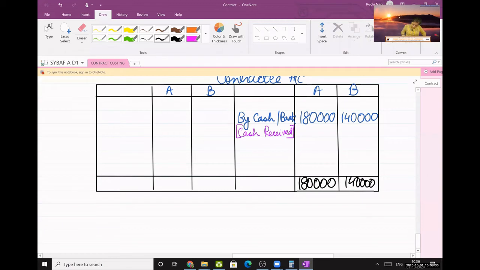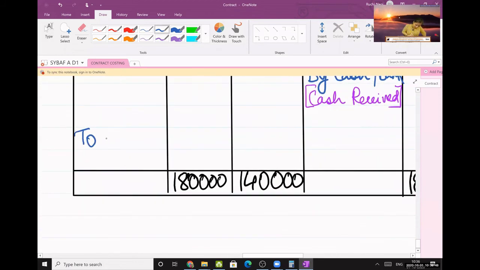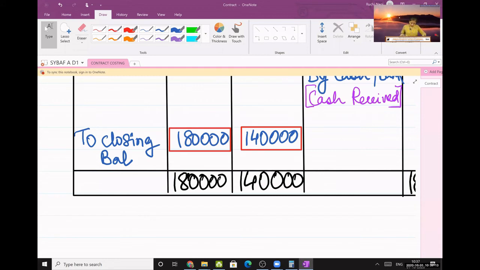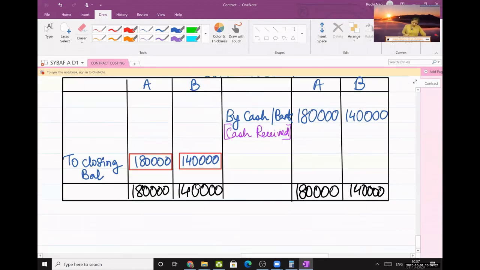1,80,000, 1,40,000. Okay, close this balance right here. Two closing balance likho ya two balance carry down bhi likh sakte ho. I would prefer this, two closing balance. 1,80,000, 1,40,000. बैलेंसिंग फिगर है ये. लाइक दिस, टू क्लोजिंग बैलेंस.